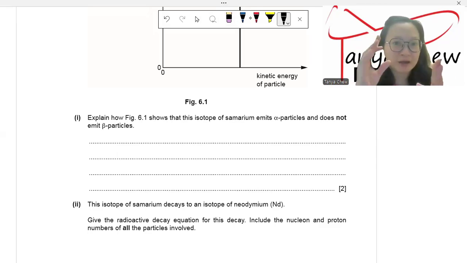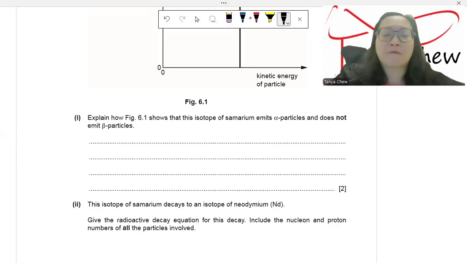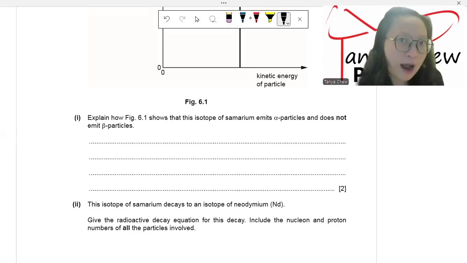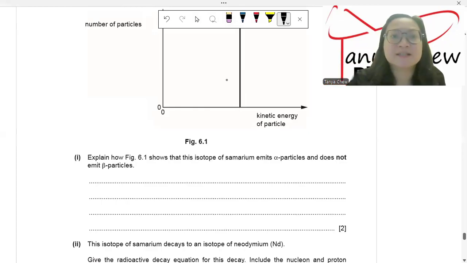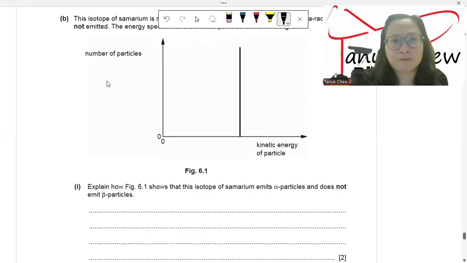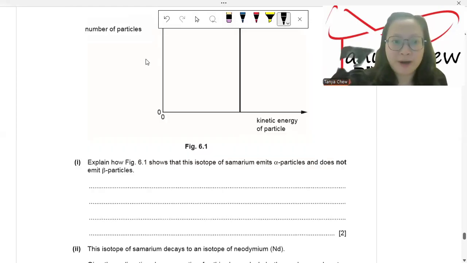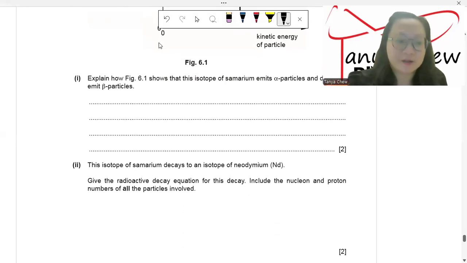So we would expect, if this is about beta particles, to see a range of kinetic energy, because after all, kinetic energy depends on speed. Don't you think so? Half mv squared. But in this case, I noticed that the kinetic energy of the particle is static. It's the same. It's constant. Even though the number of particles is increasing, right? So I'm going to explain using that.